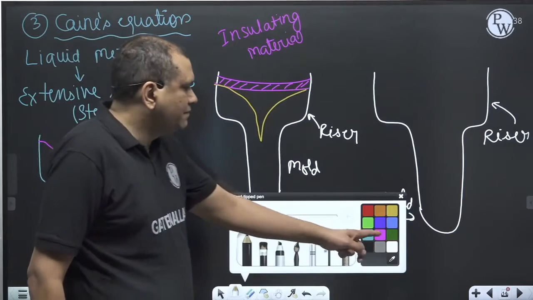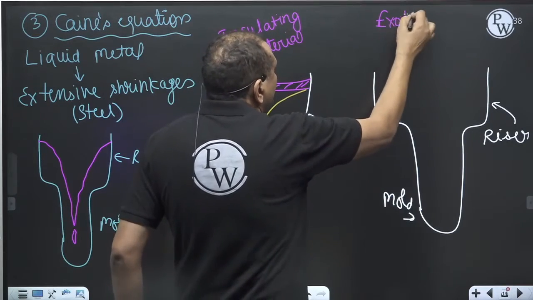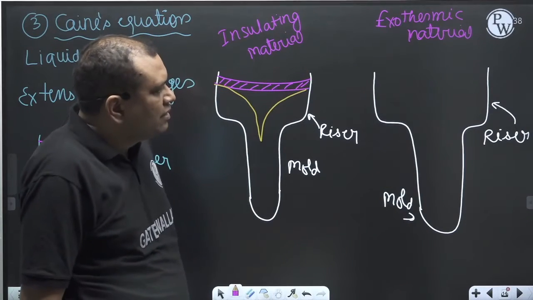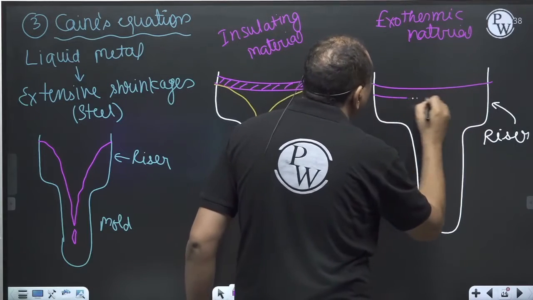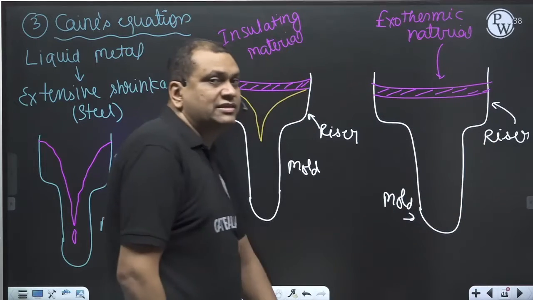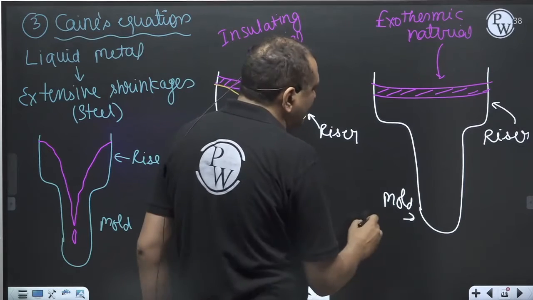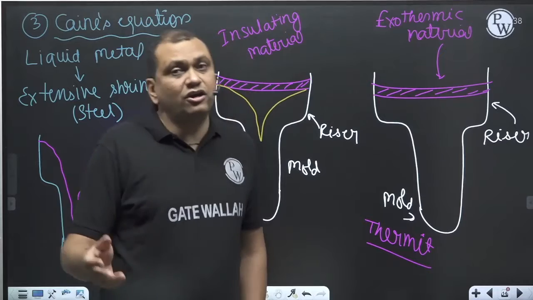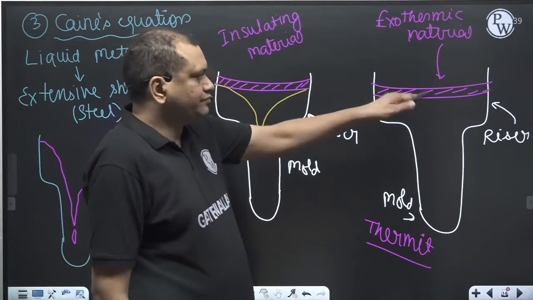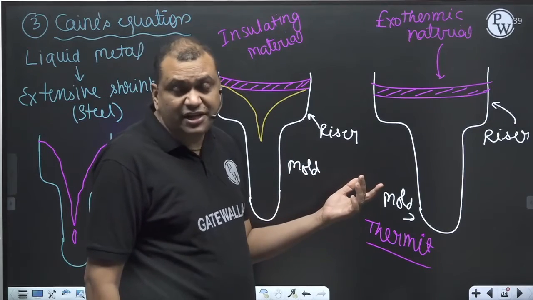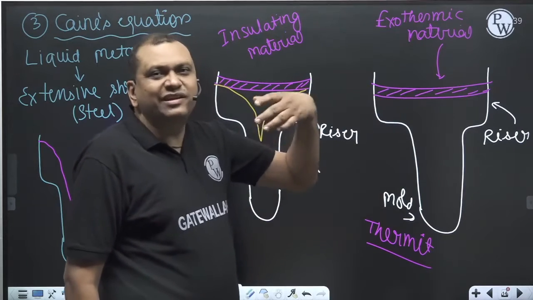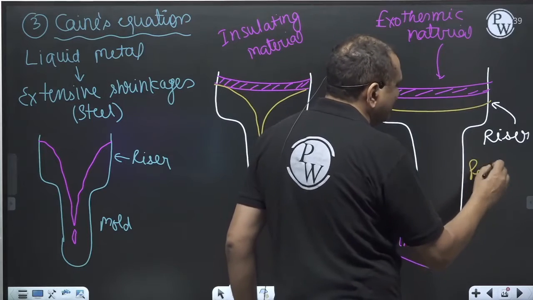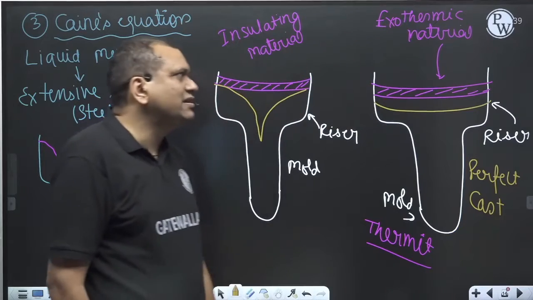Steels are best casted with the help of exothermic material. After filling the mold cavity, you put some exothermic material at the top of the riser. Some of the important exothermic materials are thermit mixture, the same material that we use for welding of railway tracks. So, after some time the exothermic reaction starts and the riser material will again liquefy, so you will get a perfect cast by using the exothermic material.